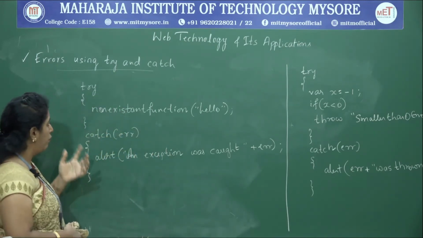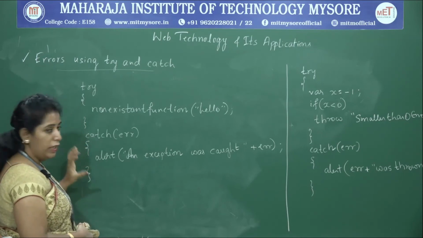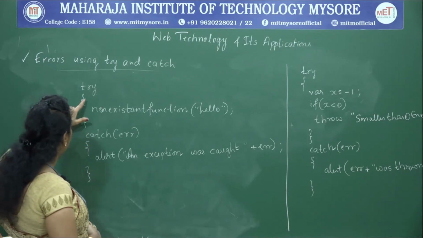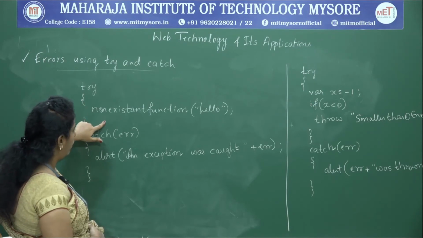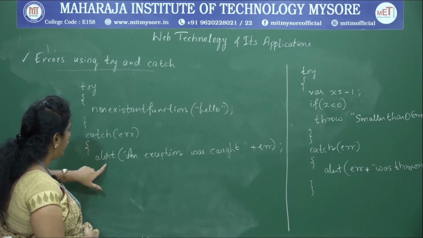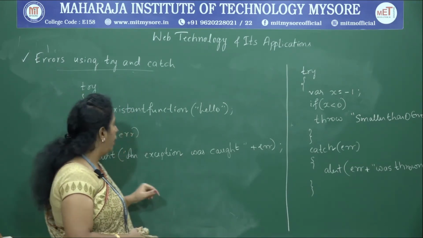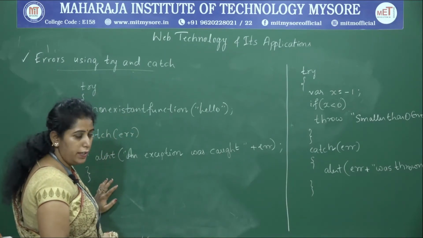Here is an example where we are illustrating how try and catch is going to handle the errors. Try, so it is going to try for this. If it faces an error, finally it goes to catch and it alerts an exception was caught. Okay, so this is one example.